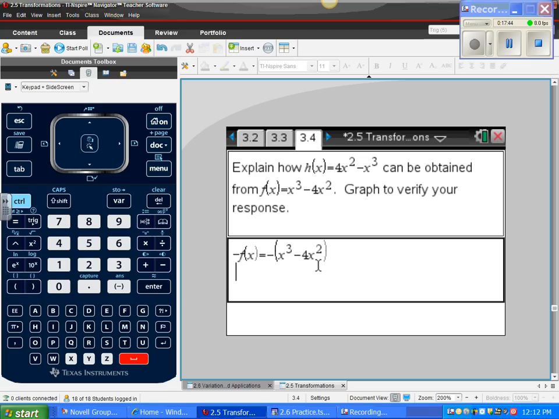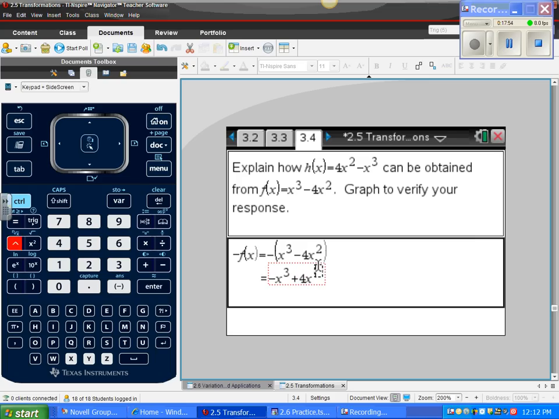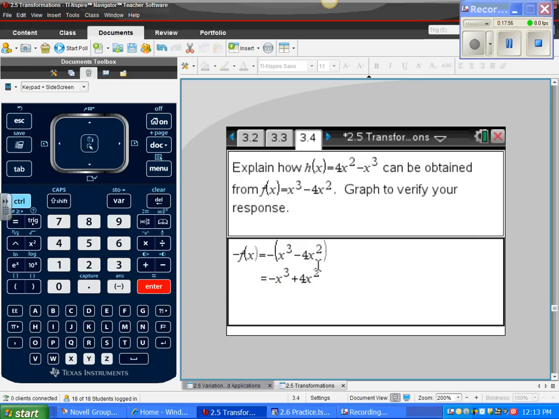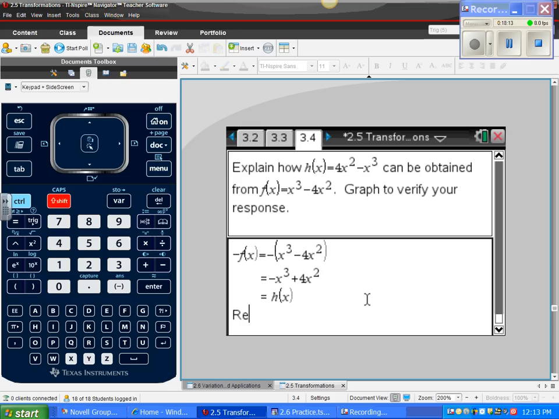What this equals is negative x cubed plus 4x squared, okay, which we know is the same thing as h of x. Okay, negative x cubed plus 4x squared. Okay. So this would be a reflection over the x-axis.